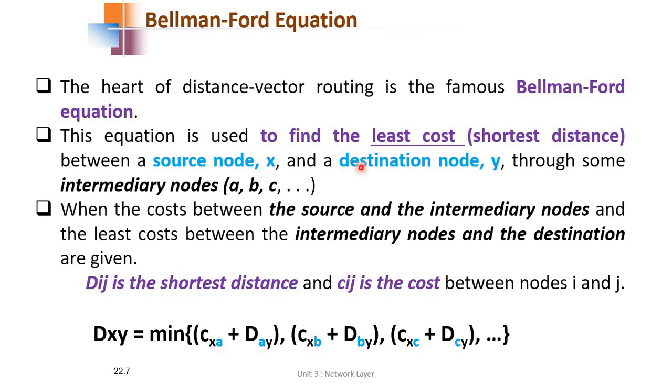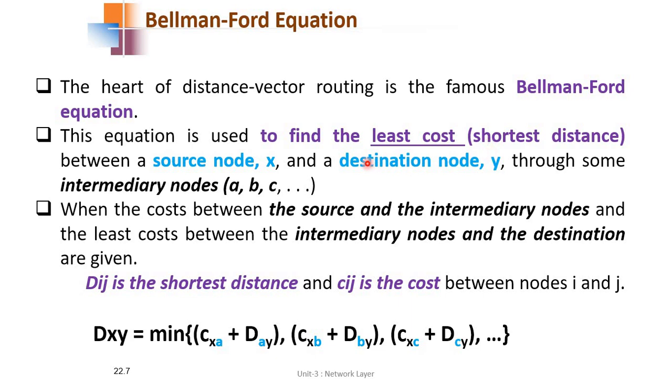We are going to frame this connection from the source to the destination with the help of the Bellman-Ford equation. What we are going to do here is find the least cost. What does the least cost mean? The least cost is nothing but the shortest distance. So we are going to find the shortest distance between the source and the destination.